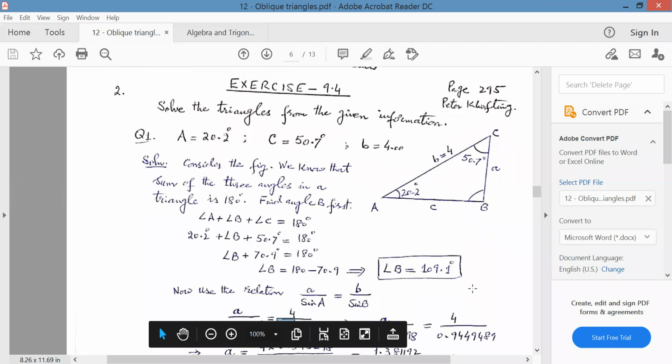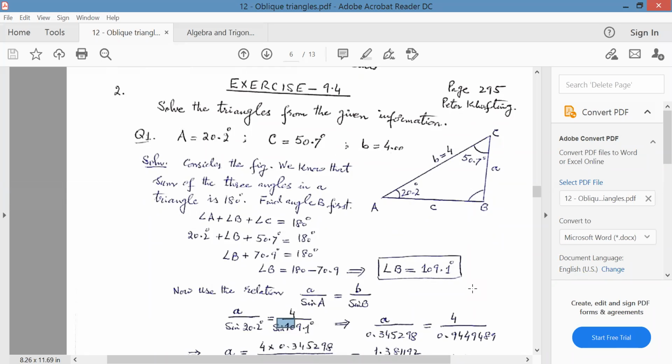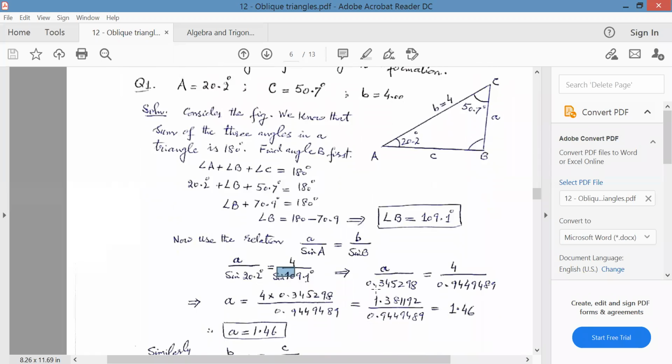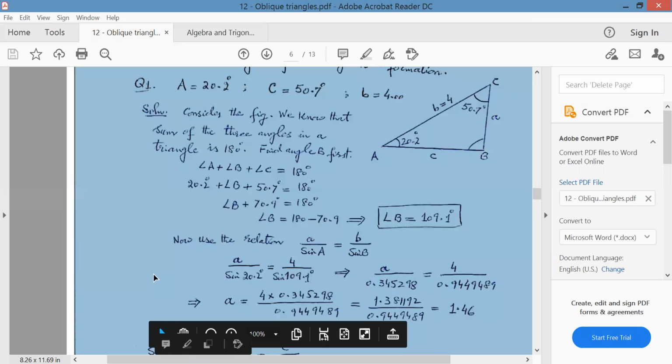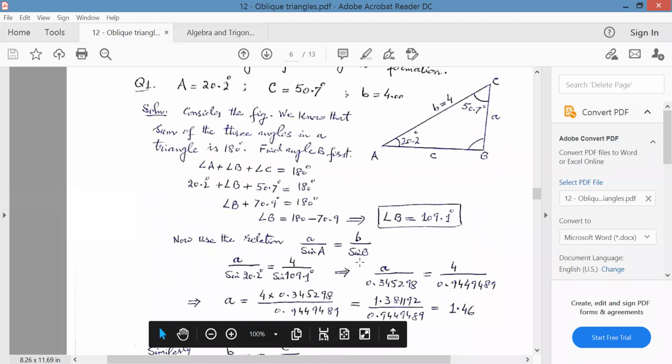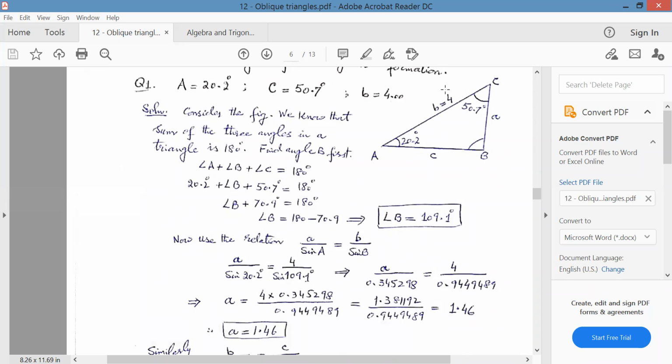Okay, after finding all three angles, and one side is already given to you, side B is given. You need to find the sides A and C. Here we now apply the law of sines. For the law of sines, I take this relation: A upon sine A equals B upon sine B. I'm taking this B because B is known to us.